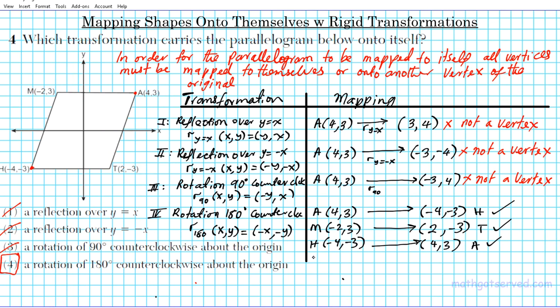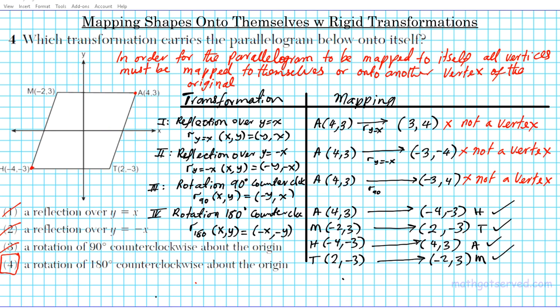And then the last one is T, 2, negative 3. When we apply the transformation, we negate both. Negative 2, comma 3. Do we have negative 2, comma 3? Yes. Point M. Check. So we can see that the transformation, which is a 180 degrees rotation counterclockwise, will map this shape onto itself. Okay?